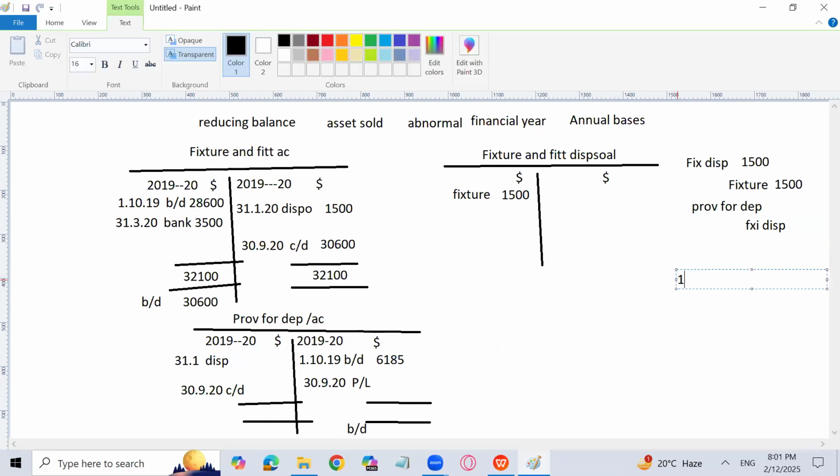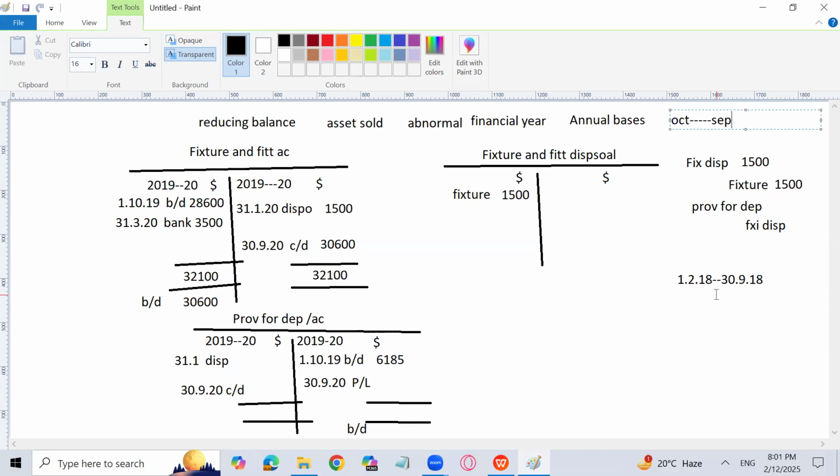1,500 is the cost on 1/2/18. So I have used that asset from 1st February 18 till 30/9/18. The year has closed. From 1st February we purchased the asset, but our financial year ends on 30th September, because our financial year starts from October and ends at September.